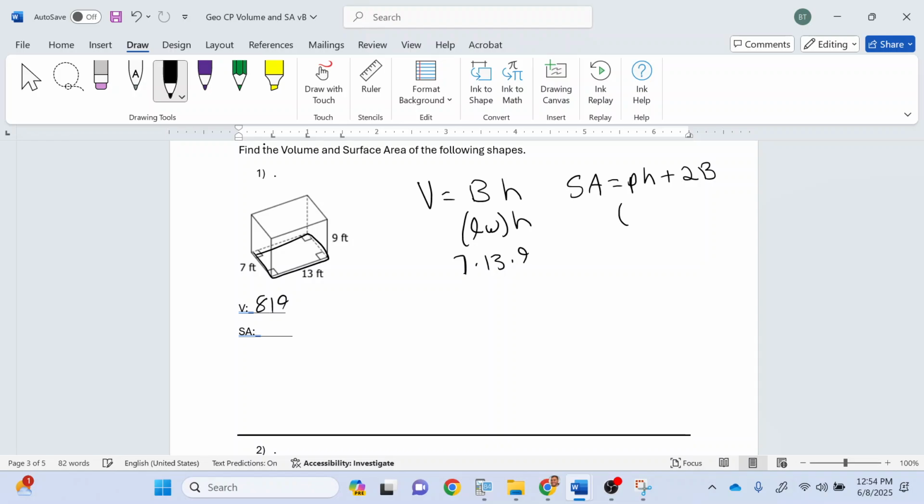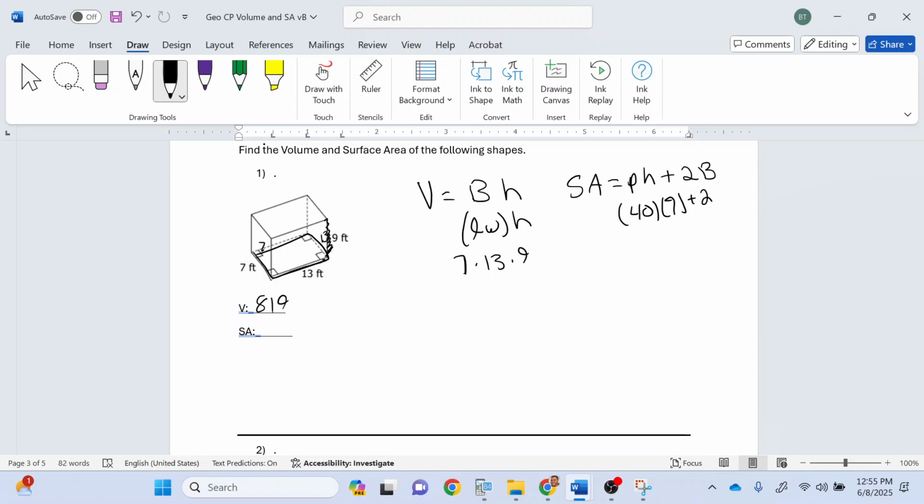So the perimeter is all the pieces added up. So 7 plus 13 plus 7 plus 13 because it goes to the other side. So that's going to be 7 plus 7 plus 13 plus 13. I could have done that in my head. That's 40. That's the perimeter of the bottom part because this is also 7 and this is also 13. Times the 3D height. So the 3D height is the height going up from the bottom to the top. So this is going to be 9.